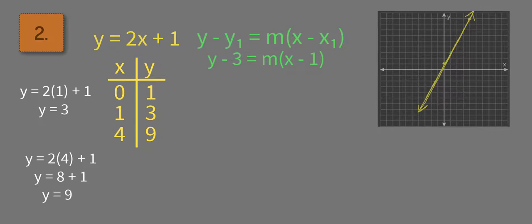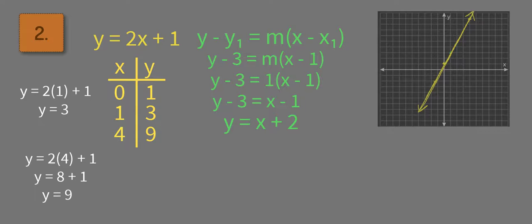So we need a different slope. So let's just go ahead and use 1. Let's just make the slope 1. So m is just 1, so y minus 3 equals x minus 1. So y equals x plus 2.